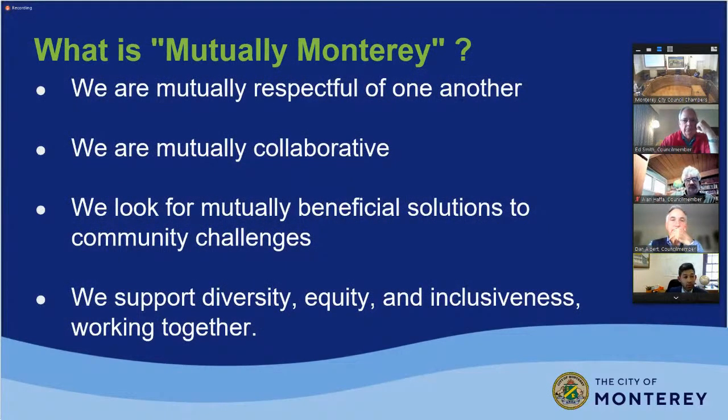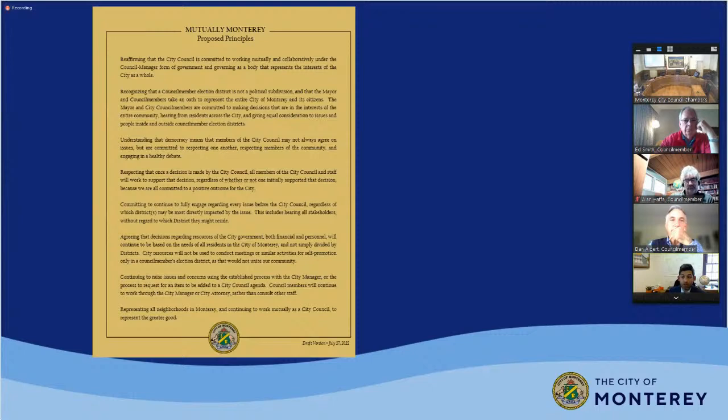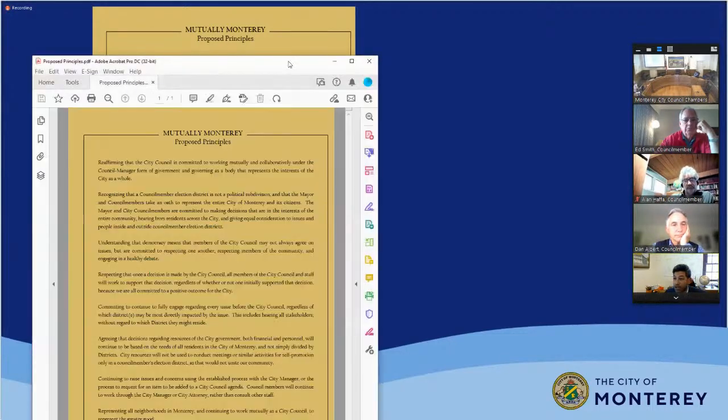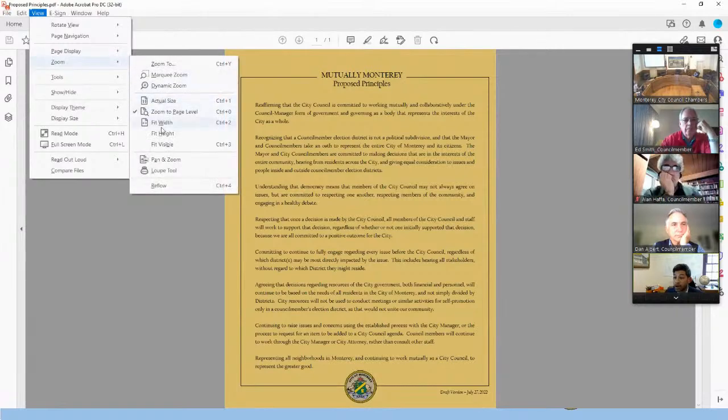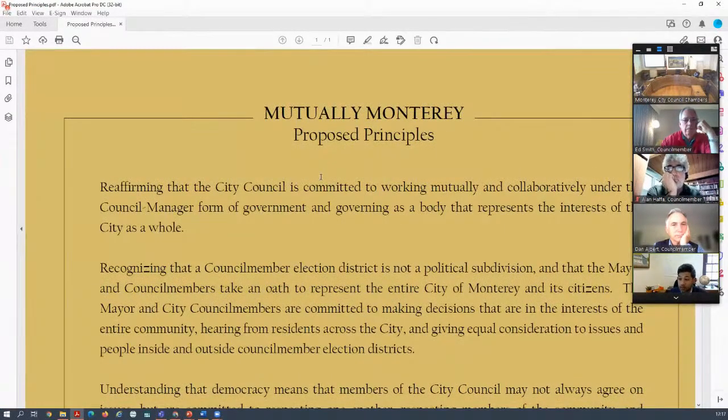The idea behind this concept, which we call Mutually Monterey, is because we have been discussing mutual respect, what it means to be mutually collaborative, looking for mutually beneficial solutions to the community's challenges, and supporting diversity, equity, and inclusiveness by working together. What we've done is put together this document. These are what we call proposed principles. You probably can't read them, so I'll zoom in to the actual PDF document. The idea is these are principles for the council to consider as we look at having this One Monterey or Mutually Monterey concept.